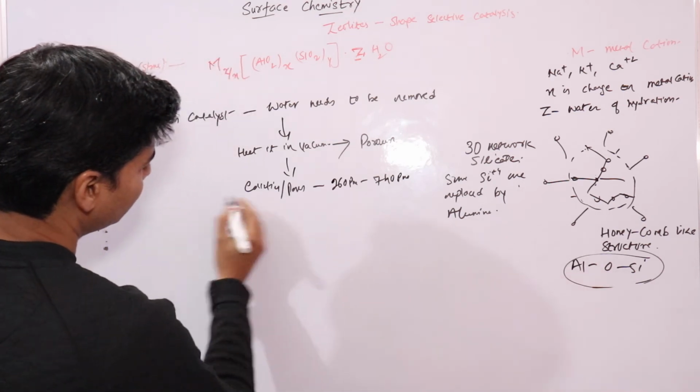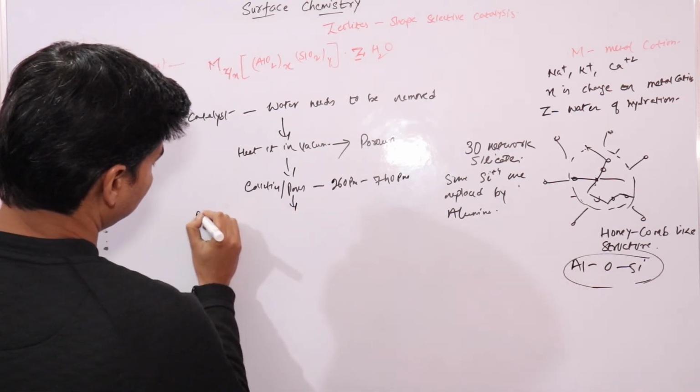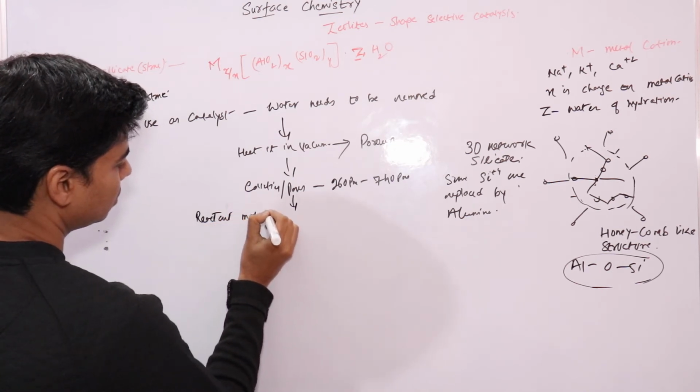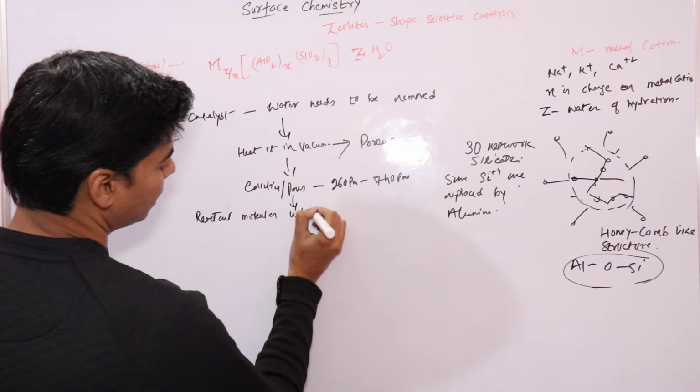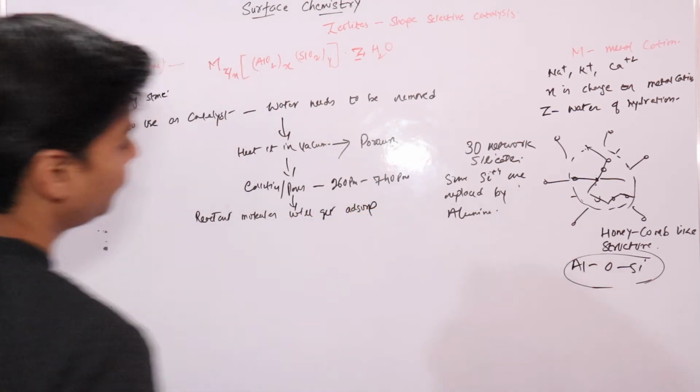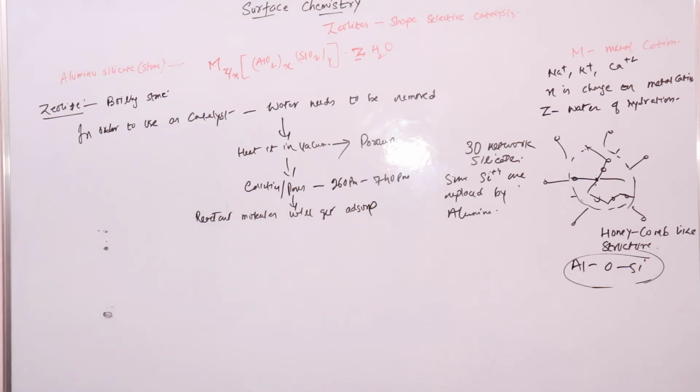And the reactant molecules will get adsorbed into these cavities or pores. Only the size of the pores generally varies, as I said, 260 to 740 pm. So only those molecules will be adsorbed in these pores whose size is small enough.